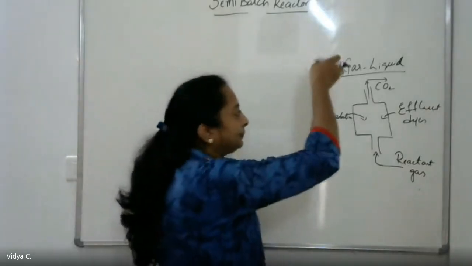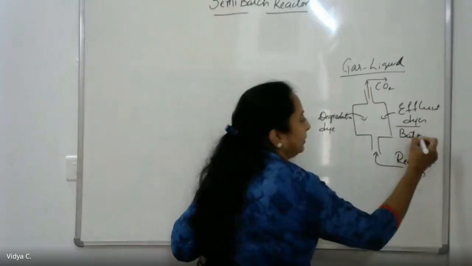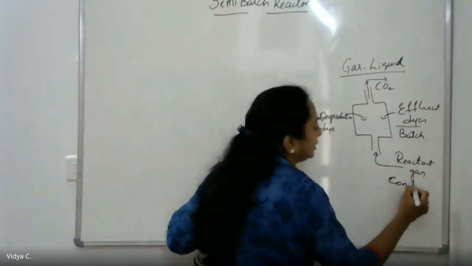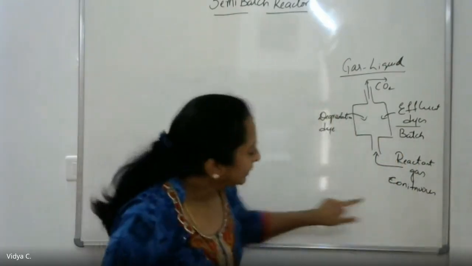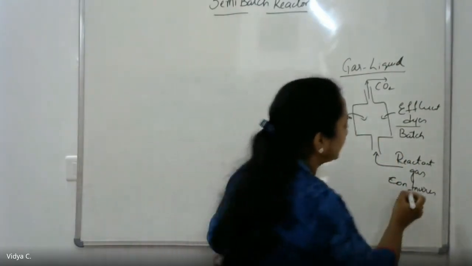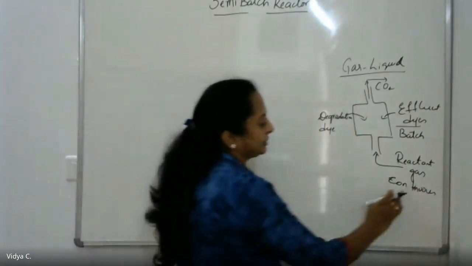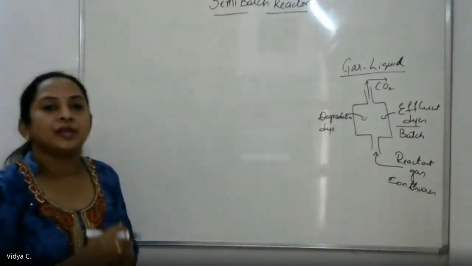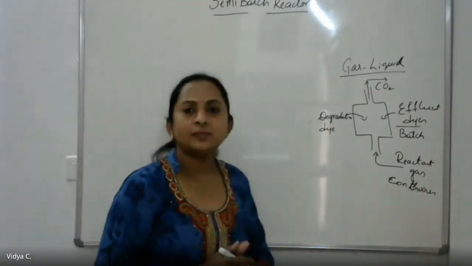Okay, so here the effluent is in batch mode and the reactant is in continuous mode. Such reactors, in which one of the reactants is in batch mode and one of the reactants is in continuous mode, are called semi-batch reactors. I made just a spelling mistake here. They are called semi-batch reactors. Okay, and some more examples.